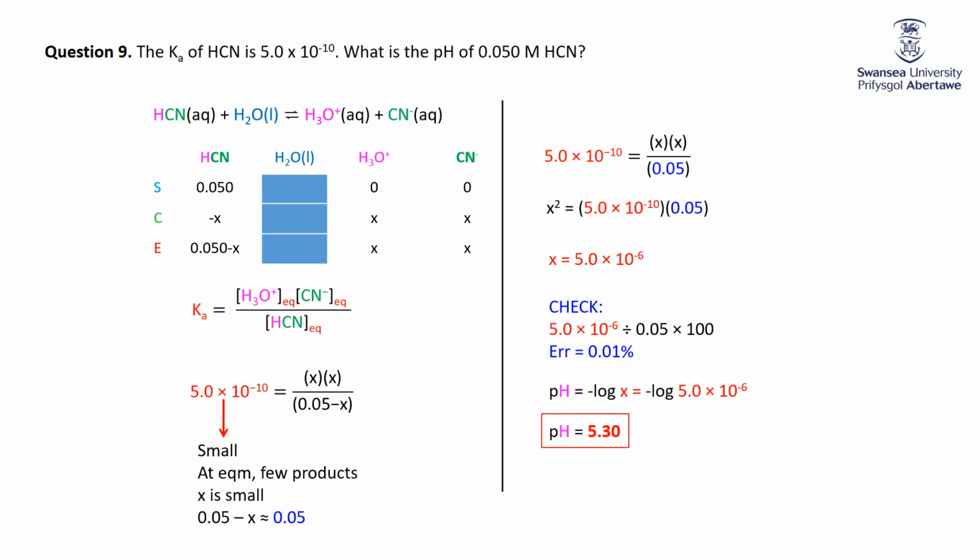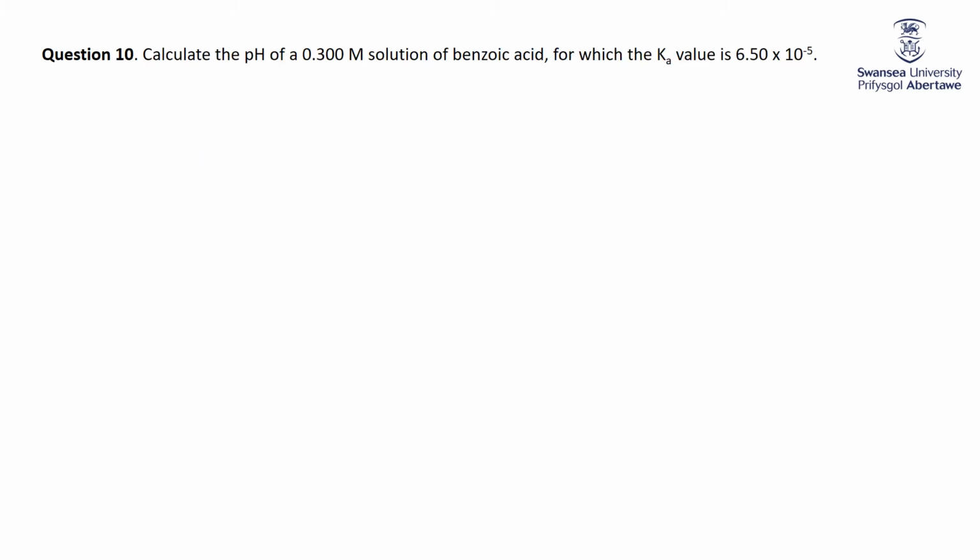Let's do another one of those. pH of 0.3 molar benzoic acid, Ka 6.5 times 10 to the minus 5. So benzoic acid is C6H5COOH, but let's just call it HA because that's all we're interested in after all. It's the fact that it's an acid.